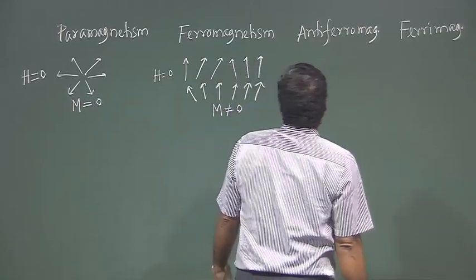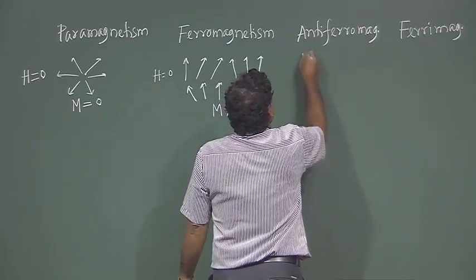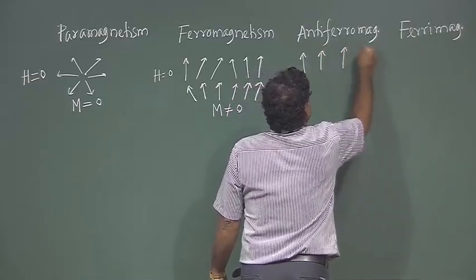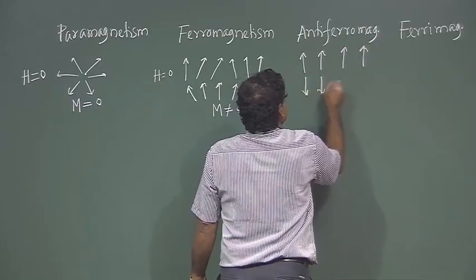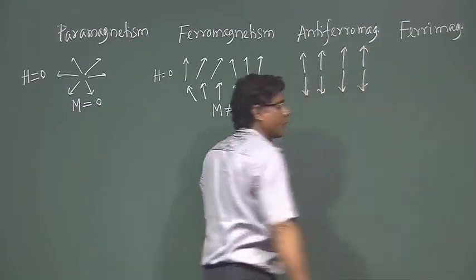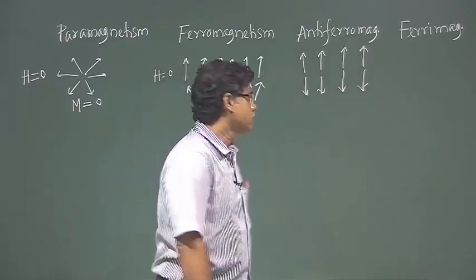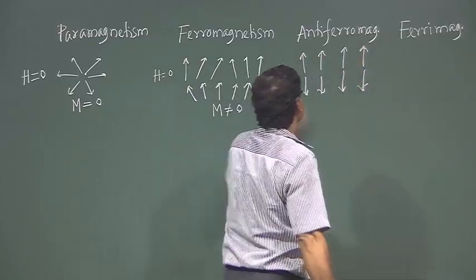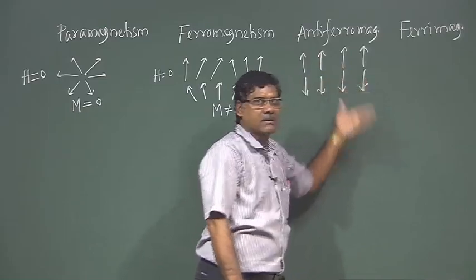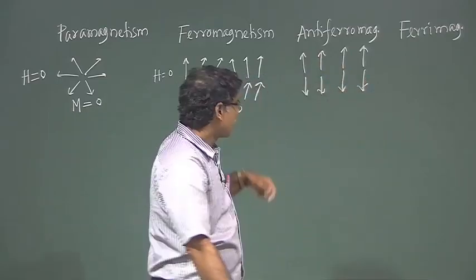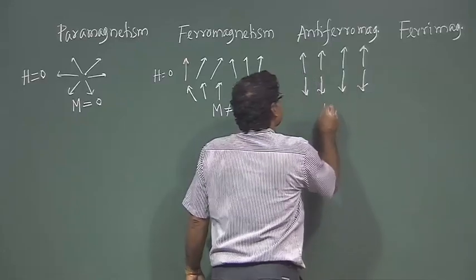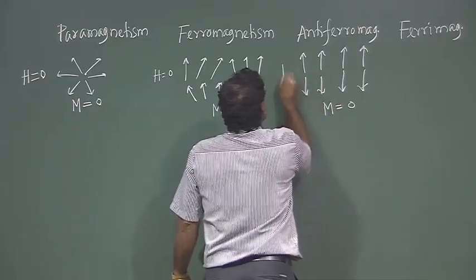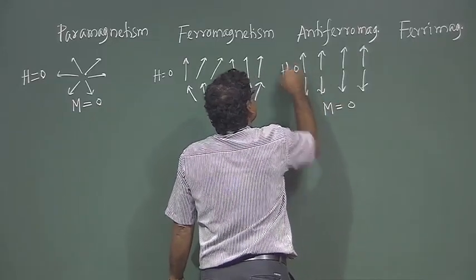material. On the other hand, if the arrangements are anti-parallel, so the number of dipole moments up and the number of dipole moments down are equal, then the net magnetization is 0, and this is also before applying a magnetic field.